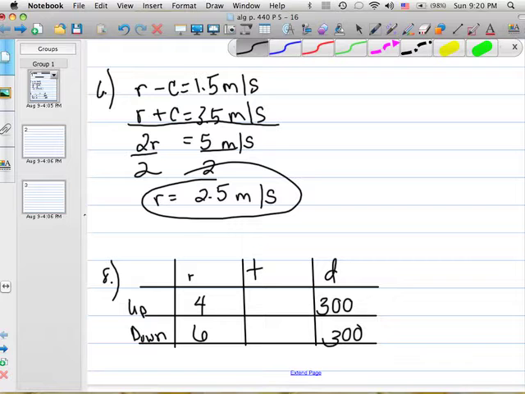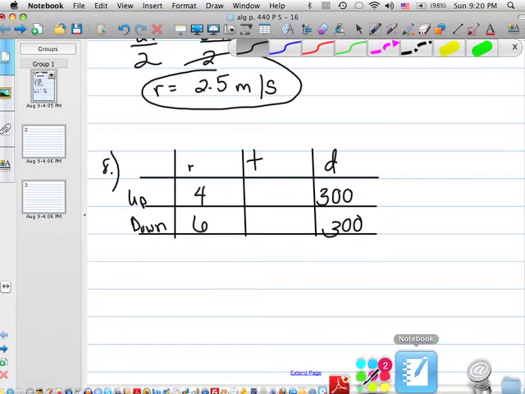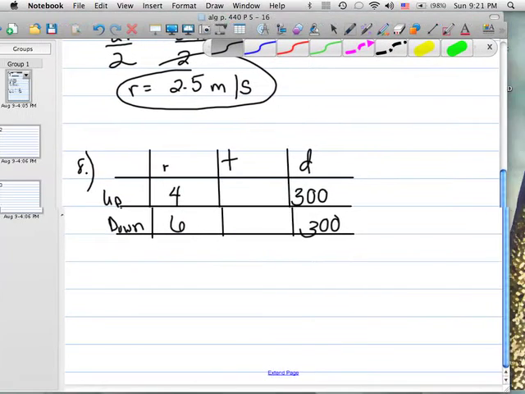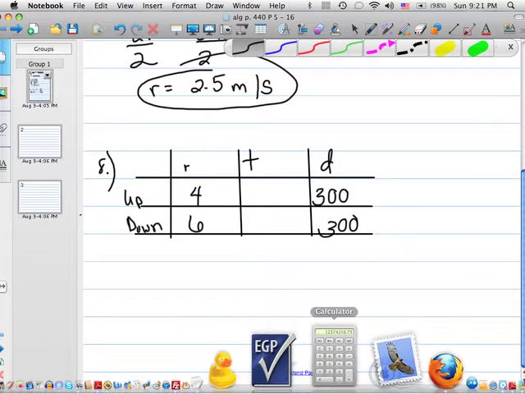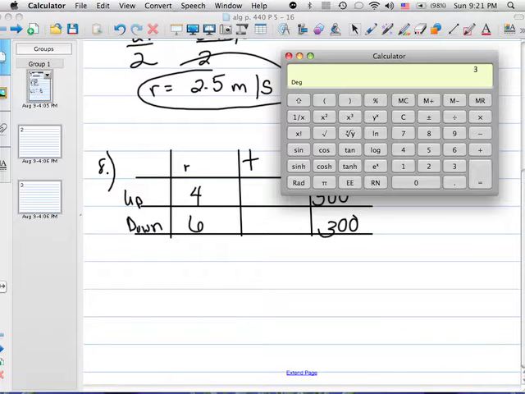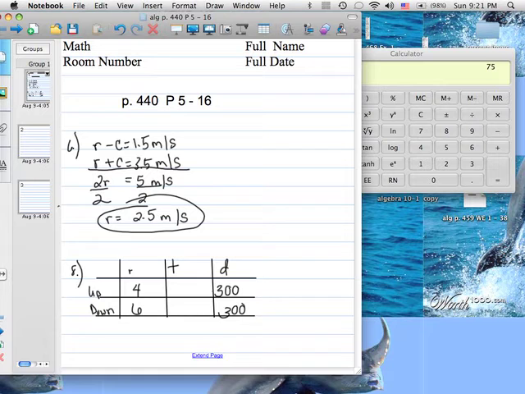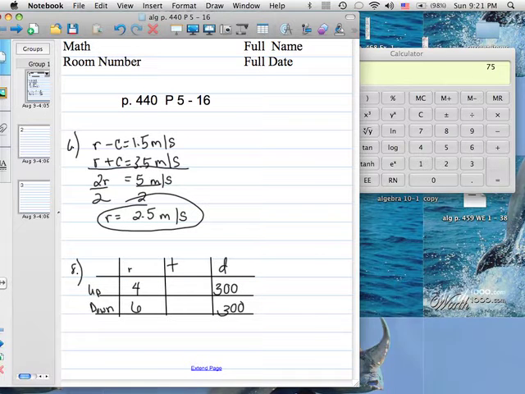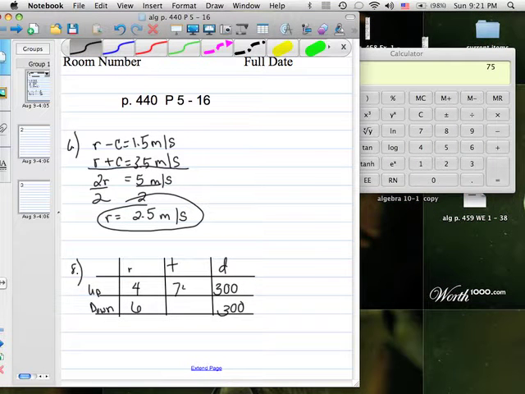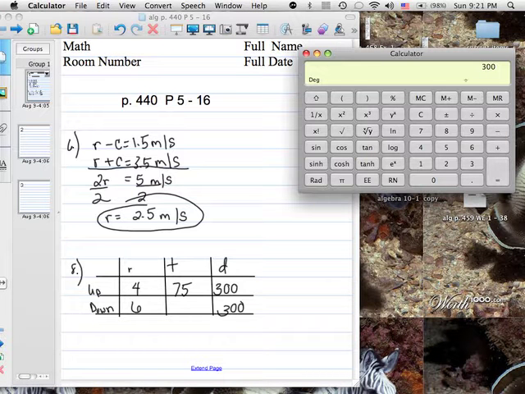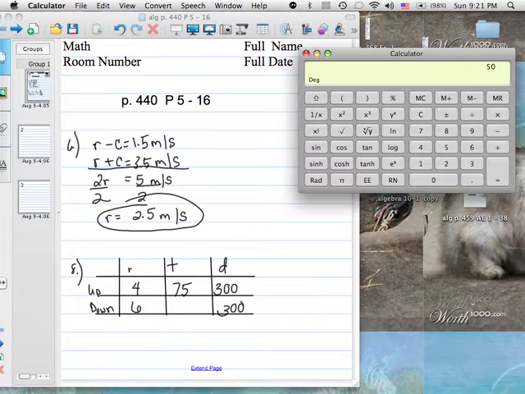To find her time going upstream, we just need to divide the distance by the rate. So take 300 and divide it by 4, and we get 75. And then take 300 and divide it by 6, and we get 50.